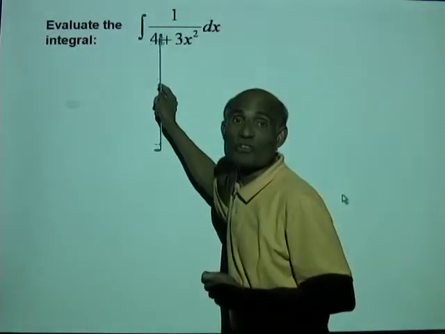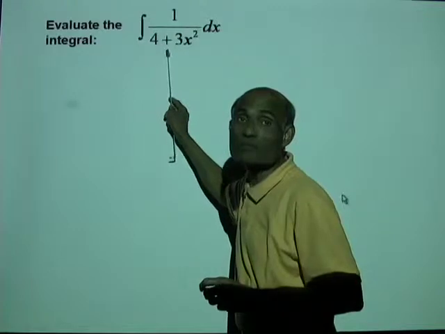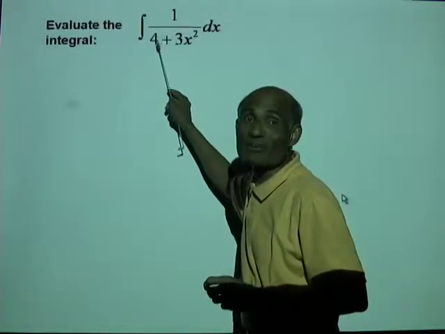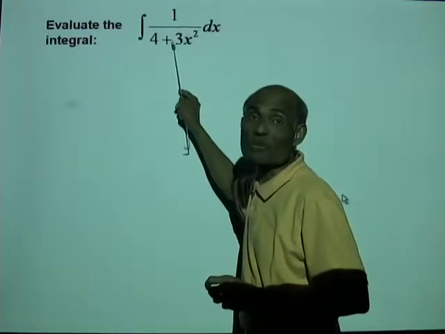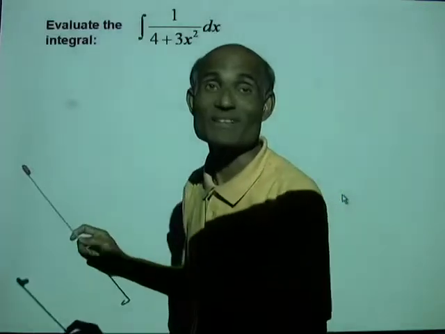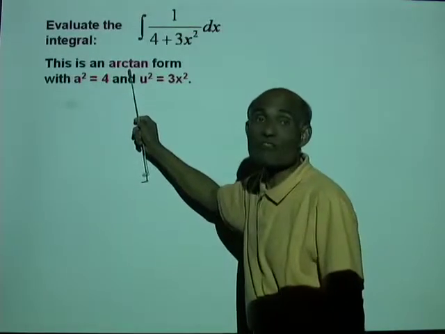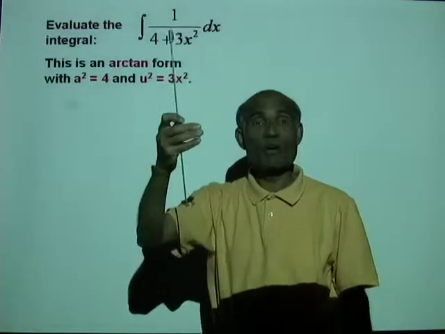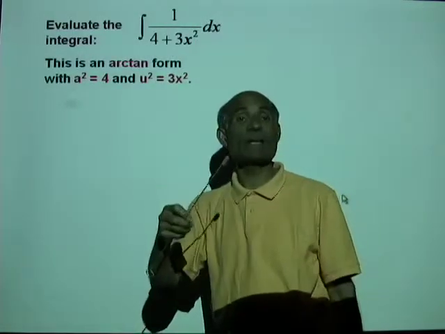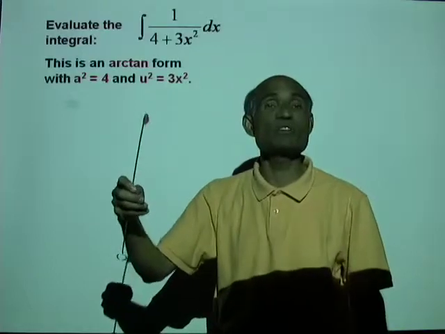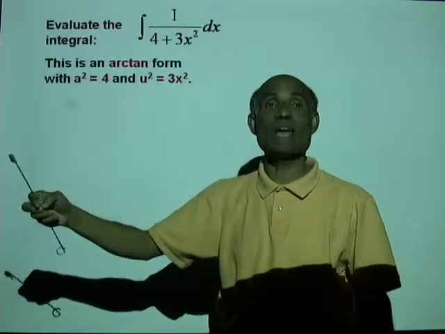What form is this? This is of the form 1 over a squared plus u squared, where a squared is 4, u squared is 3x squared. That's right. So let's do that. So this is of the arctan form. Is that right? The integral of 1 over a squared plus u squared du is 1 over a arctan u over a.